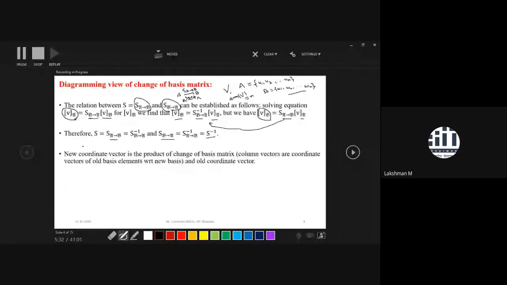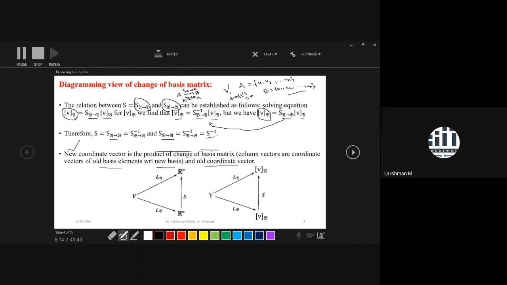In a very layman way, we can say that the new coordinate vector is the product of the change of basis matrix and the old coordinate, whether you are going from A to B or B to A. Now if you look at the change of basis matrix, what kind of columns does it have? The columns of the change of basis matrix are the coordinate vectors of the old basis elements with respect to the new basis elements. This is the layman approach to describing the change of basis matrix.